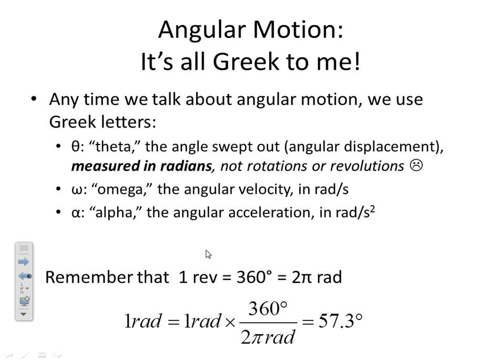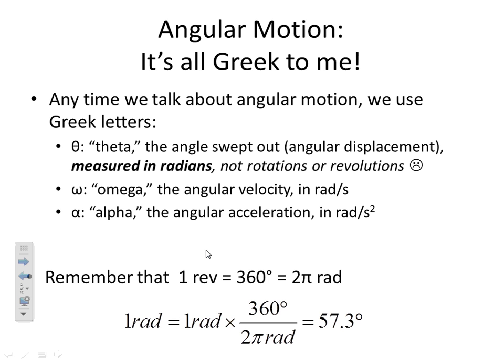Angular motion. It's all Greek to me. It's because it's Greek letters. So anytime we're going to be dealing with angular motion, we're going to deal with Greek letters. And some of these, of course, we are already familiar with, such as theta. That's referring to the angle. Now, in this case, we're going to be talking in terms of radians. So yes, we are once again dealing with that evil concept of radians instead of degrees, but that's the deal.